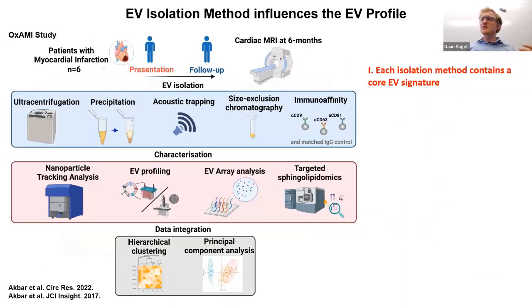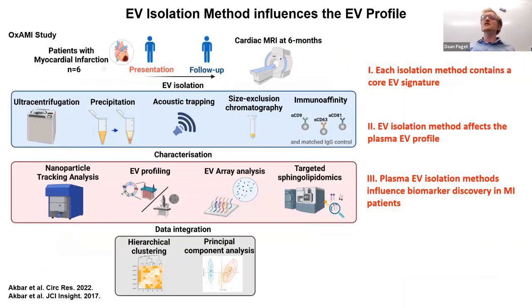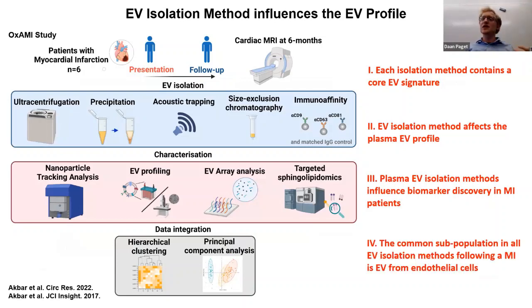Just to add to the conclusion, we found our 3 previous conclusions, and then we also found that the common subpopulation we see following an MI seems to be from endothelial cells.